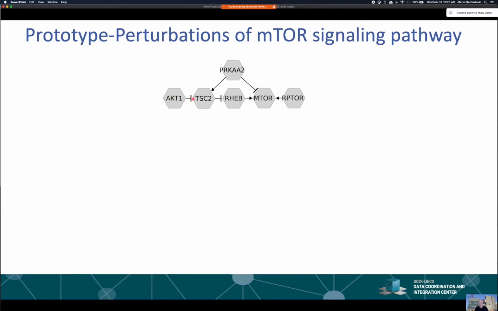conditions. So this is a small signaling cascade, very oversimplified, just to make the point. AKT1 inhibits TSC2, this in turn inhibits Rheb, which is an activator of mTOR. Ultimately, the activity of the mTOR protein, and these are the corresponding gene names, is going to determine whether the pathway is activated or not. And the rest of the signaling cascade defines whether mTOR is going to be active or not. So this is the prototypical case.